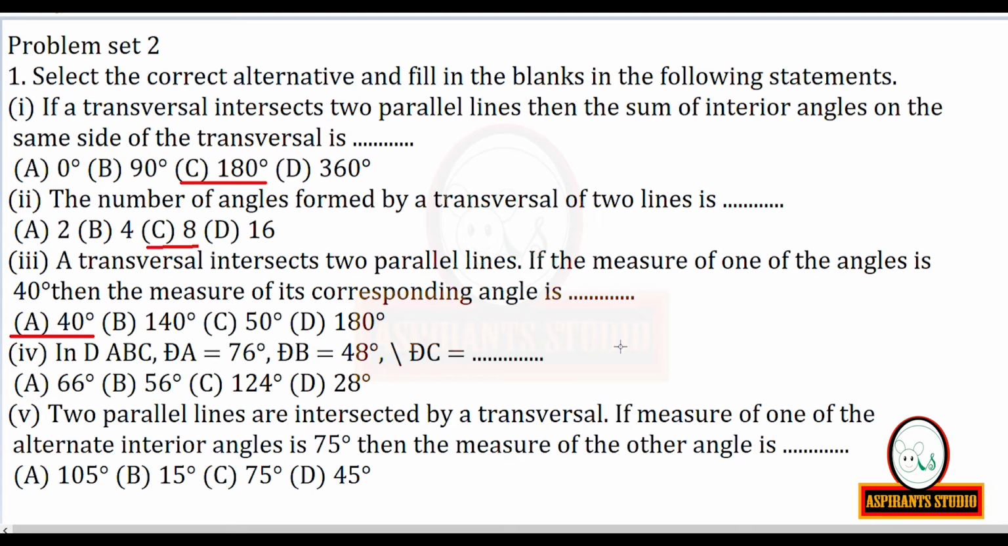So the fourth one. In triangle ABC, measure of angle A is equal to 76 degrees. Measure of angle B is equal to 48 degrees. Therefore, we have to find measure of angle C. You know the sum of the measures of the angles in a triangle is 180 degrees. So first add measures of angle A and angle B and then subtract it from 180 degrees. So you will get the answer as 56 degrees. That is B.